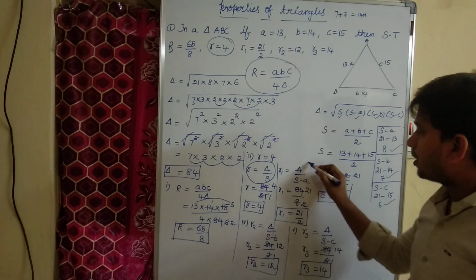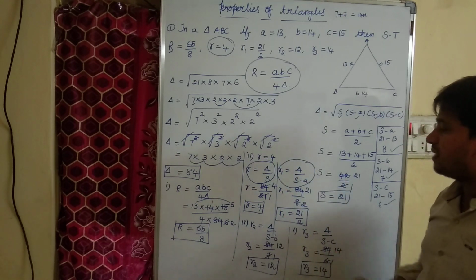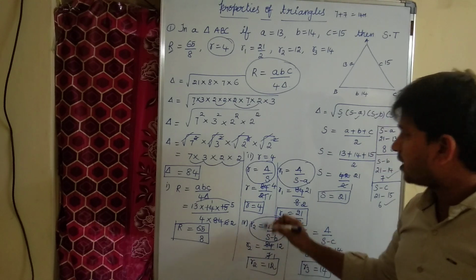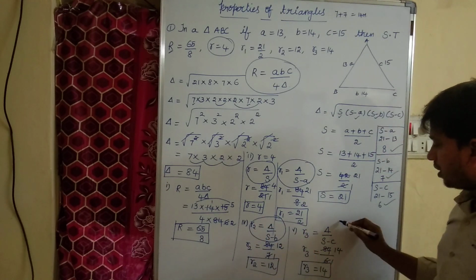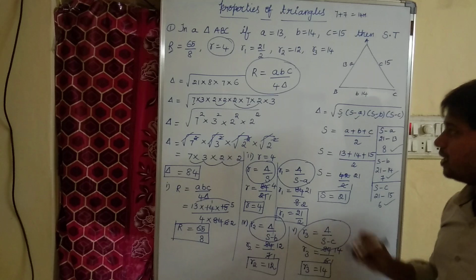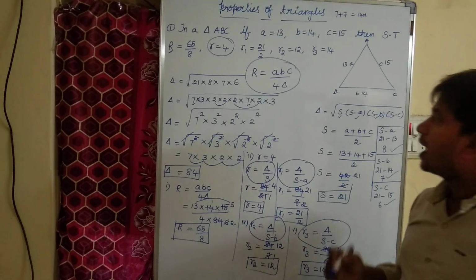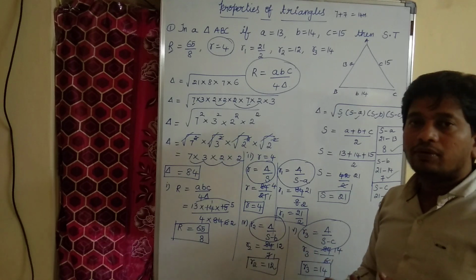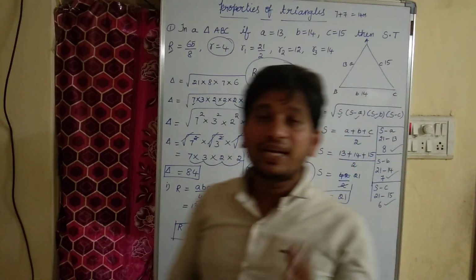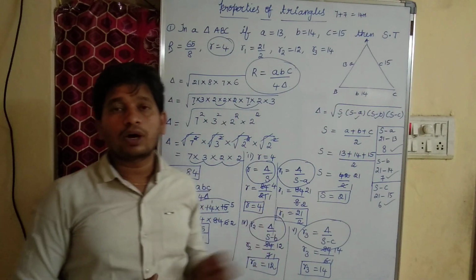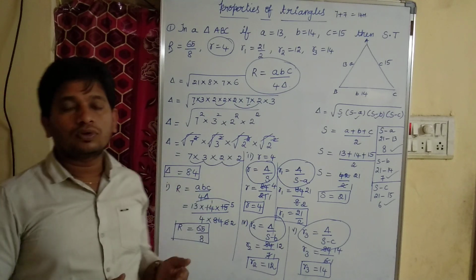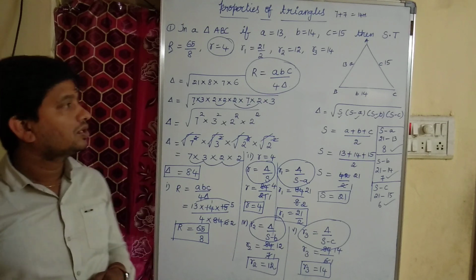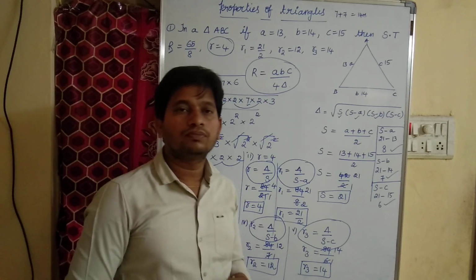And what is the formula for R1? Delta by s minus a. And what is the formula for R2? Delta by s minus b. And what is the formula for R3? Delta by s minus c. Okay. After practicing this problem, you have to write all the formulas in a separate place, so that before going to exam we can revise easily, right? So this is our first problem.